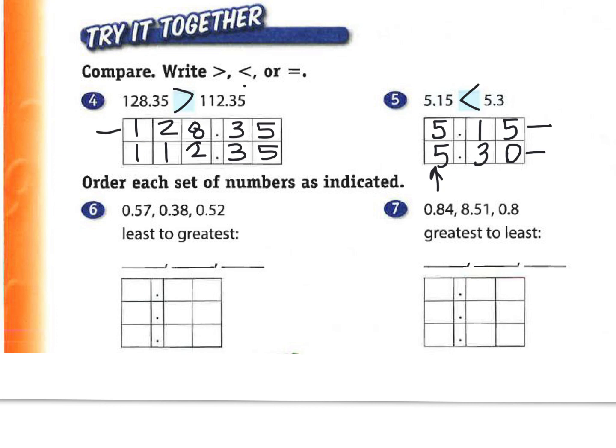This says order each set of numbers as indicated. So we have 0 and 57 hundredths, 0 and 38 hundredths, 0 and 52 hundredths. So least to greatest. Well, least is right here because we can see that it's 3 in the 10ths place, which is less than the 5s. And then we have 52 hundredths and 57 hundredths. So 52 is less, and then we have 57 hundredths. So 0 and 38 hundredths, 0 and 52 hundredths, 0 and 57 hundredths.